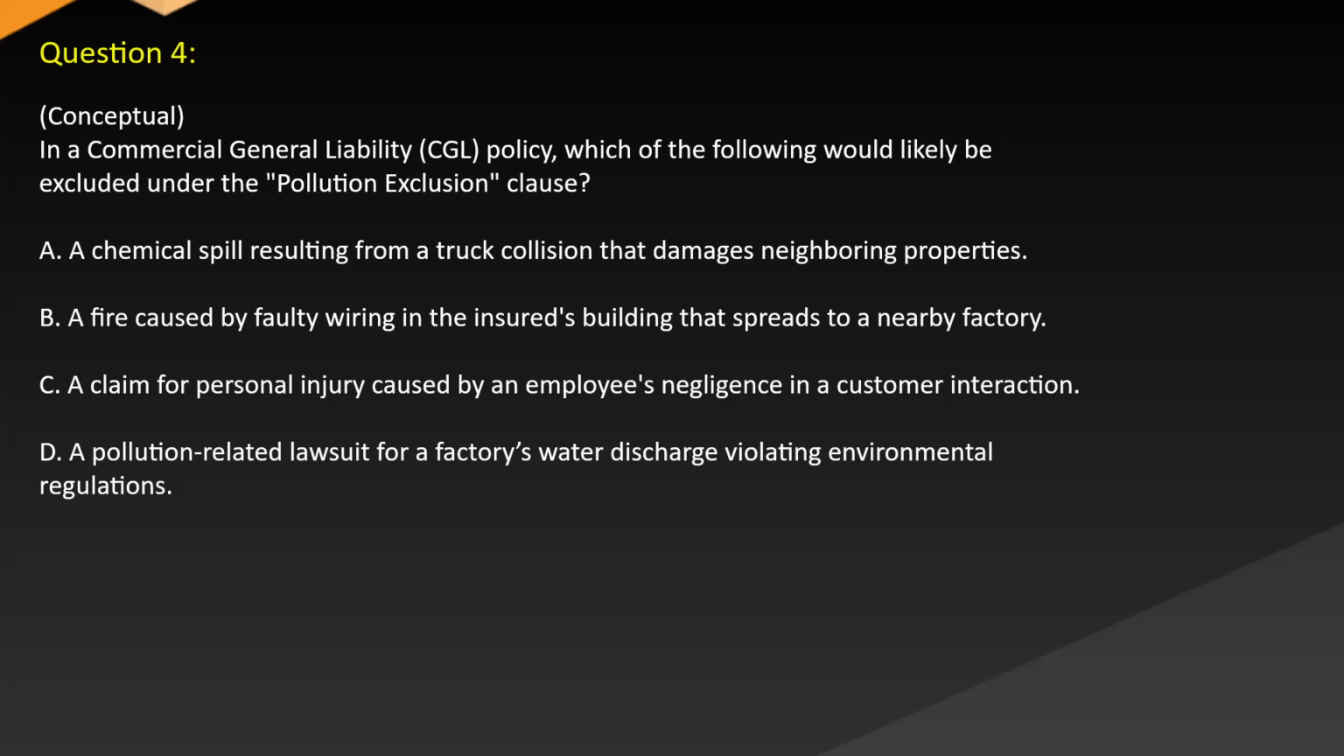Question 4. Conceptual. In a commercial general liability (CGL) policy, which of the following would likely be excluded under the pollution exclusion clause? A. A chemical spill resulting from a truck collision that damages neighboring properties. B. A fire caused by faulty wiring in the insured's building that spreads to a nearby factory. C. A claim for personal injury caused by an employee's negligence in a customer interaction. D. A pollution-related lawsuit for a factory's water discharge violating environmental regulations.